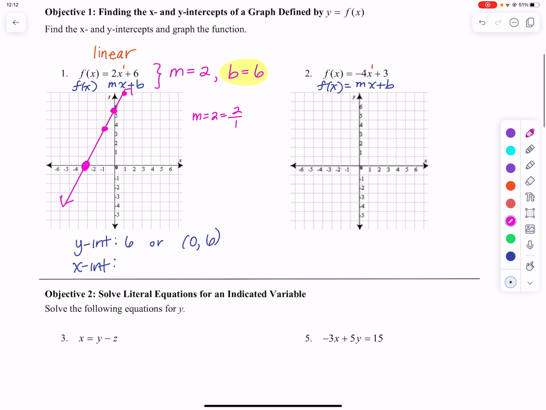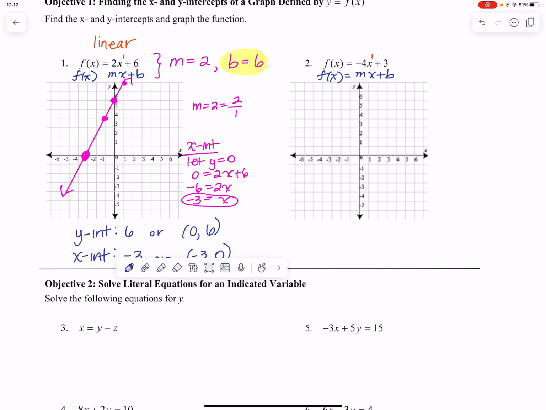But remember, when we find an x-intercept, we will let y be 0. And so we have 0 equals 2x plus 6. And then we will subtract 6 from both sides and divide both sides by 2. So you can see here that our x-intercept is -3, or you might see it written as an ordered pair, -3, 0. Let's do the same for number 2.